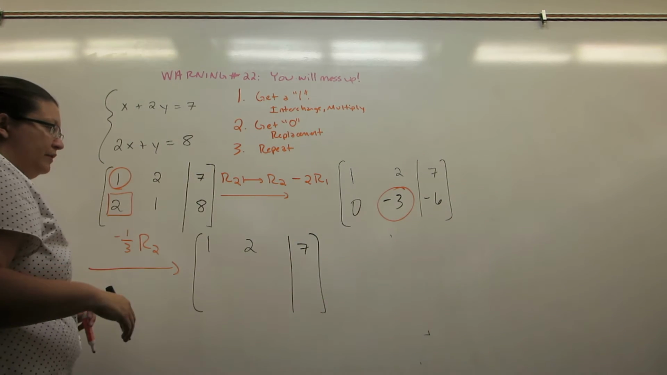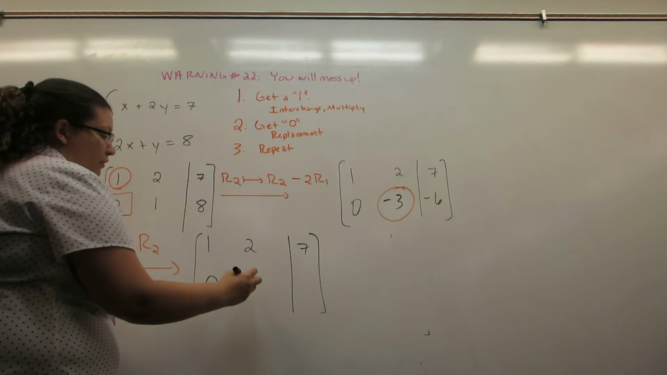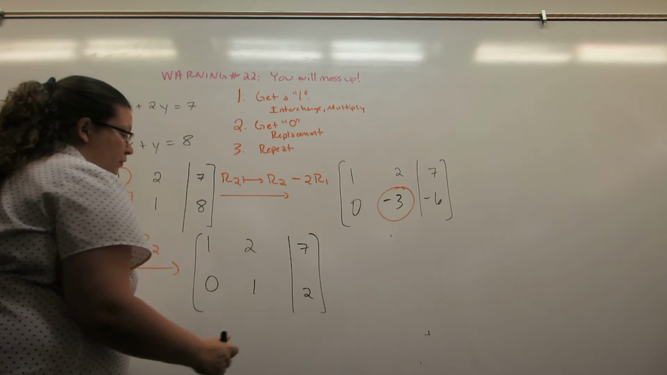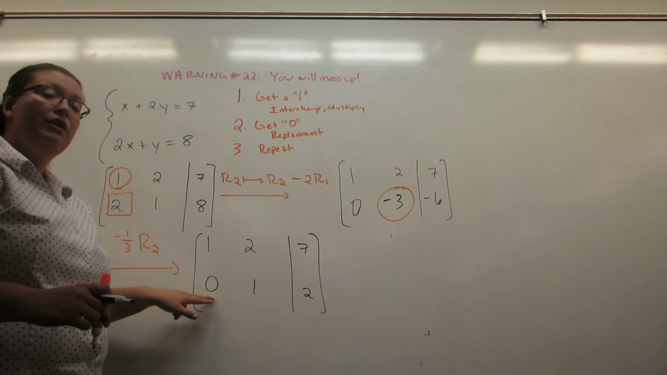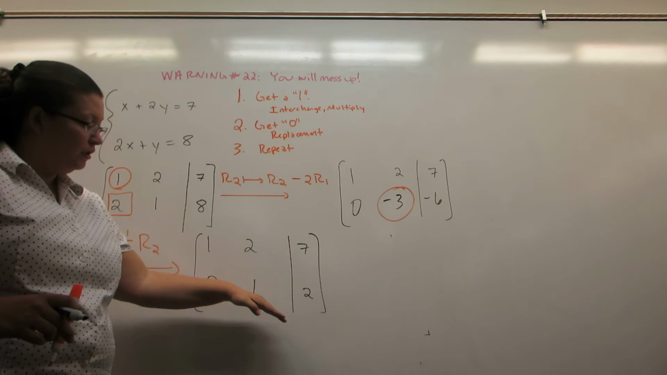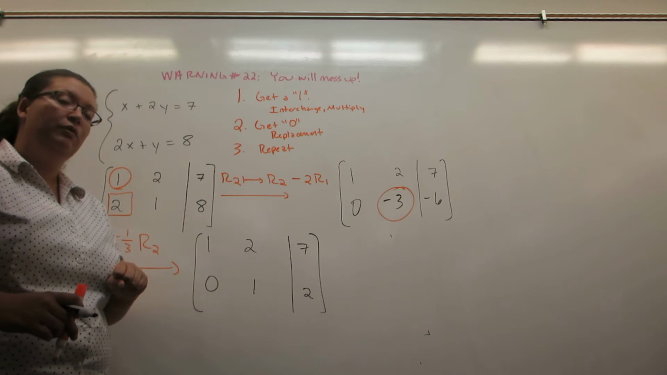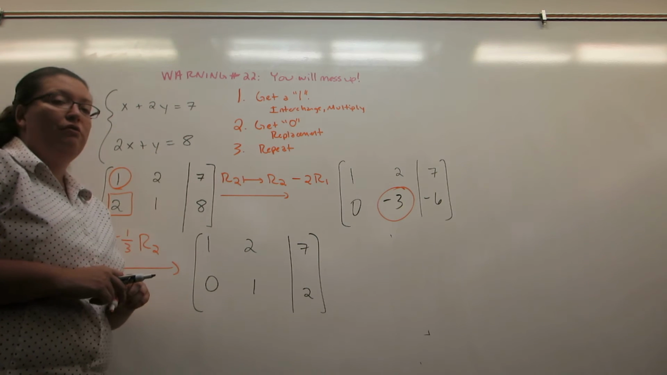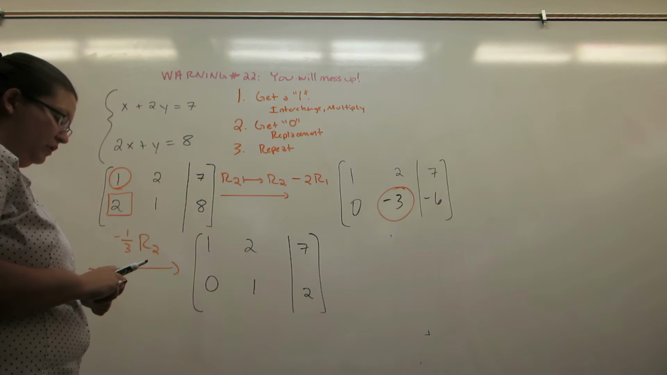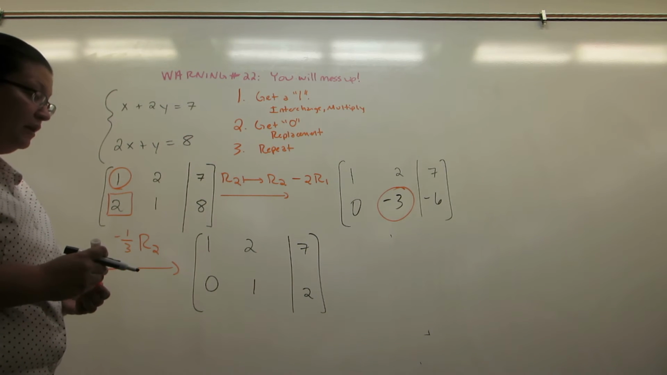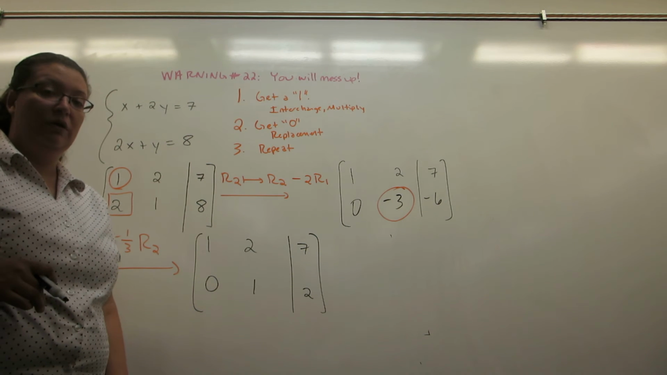Okay, my first row hasn't changed. My second row becomes 1, 2. And I have the 1s where I want them, the 0s underneath the 1s, and notice that the 1s go down the diagonal as we move right. These are the three conditions of row echelon form. Okay, so this does not mean that I'm done. It just means that I've done the matrix part.